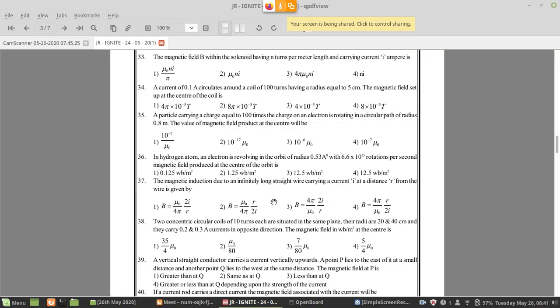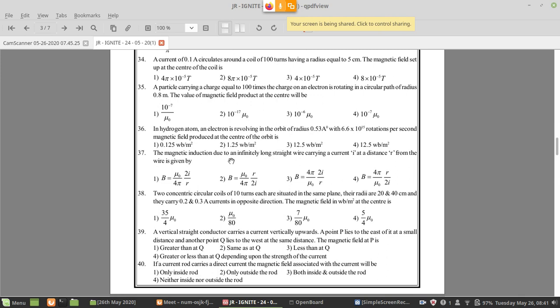Right. Next question. The magnetic induction due to an infinitely long straight wire carrying current I at distance R is, we know that formula for a long straight wire, mu naught I by 2 pi R. Among the choices, mu naught is in the denominator in 3 and 4, so rule out. Only 1 and 2 we have to focus on. Mu naught by 4 pi, 2I by R. I is in the denominator, cancel it. First choice is the answer straight away.